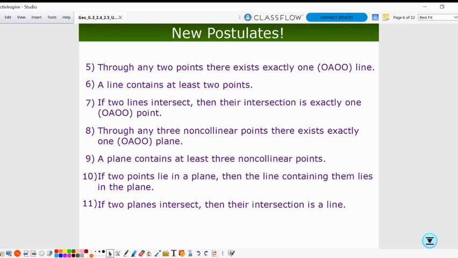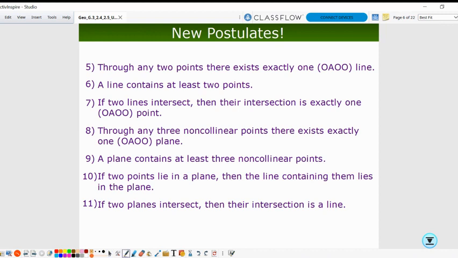Number 8, through any 3 non-collinear points, there exists exactly one and only one plane. Number 9, a plane consists of at least 3 non-collinear points. Number 10, if 2 points lie in a plane, then the line containing them lies in the plane. And number 11 is, if 2 planes intersect, then their intersection is a line.